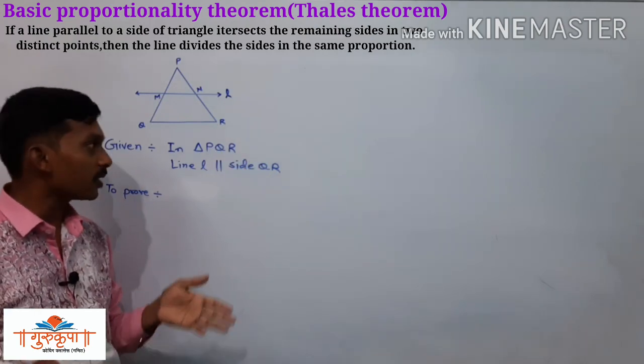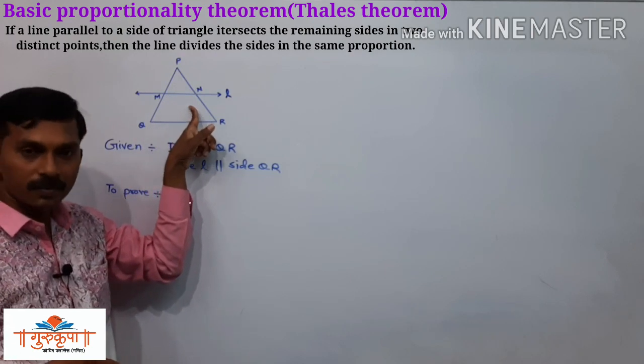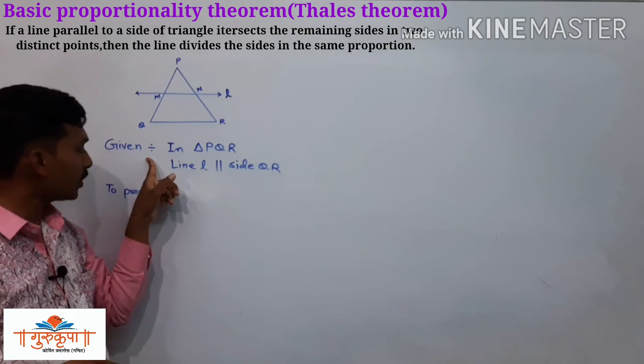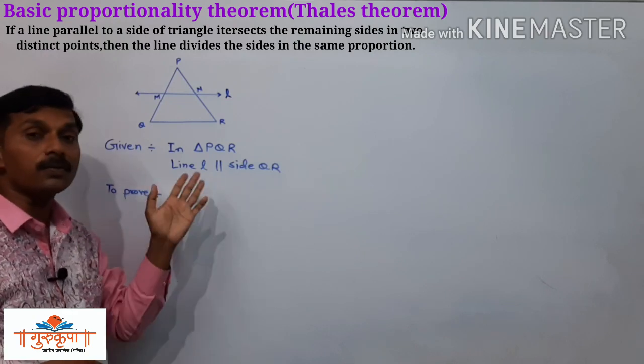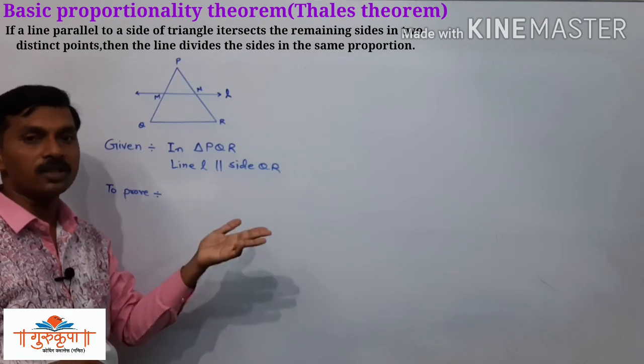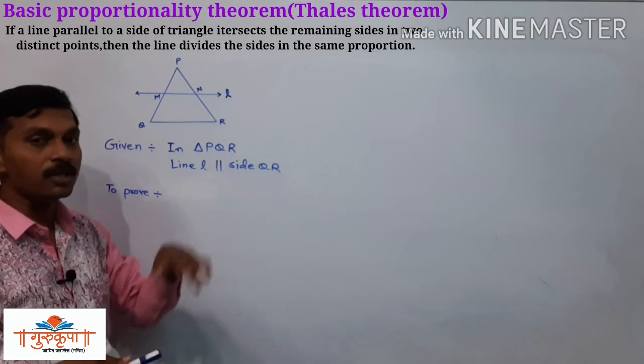While solving a theorem, we use 5 steps. The first is the diagram, which we plot here. Second, we write the given information. Third, we write what we have to prove. Fourth is construction, which is not compulsory; if it is necessary, then we make the construction. And the last step is the proof.